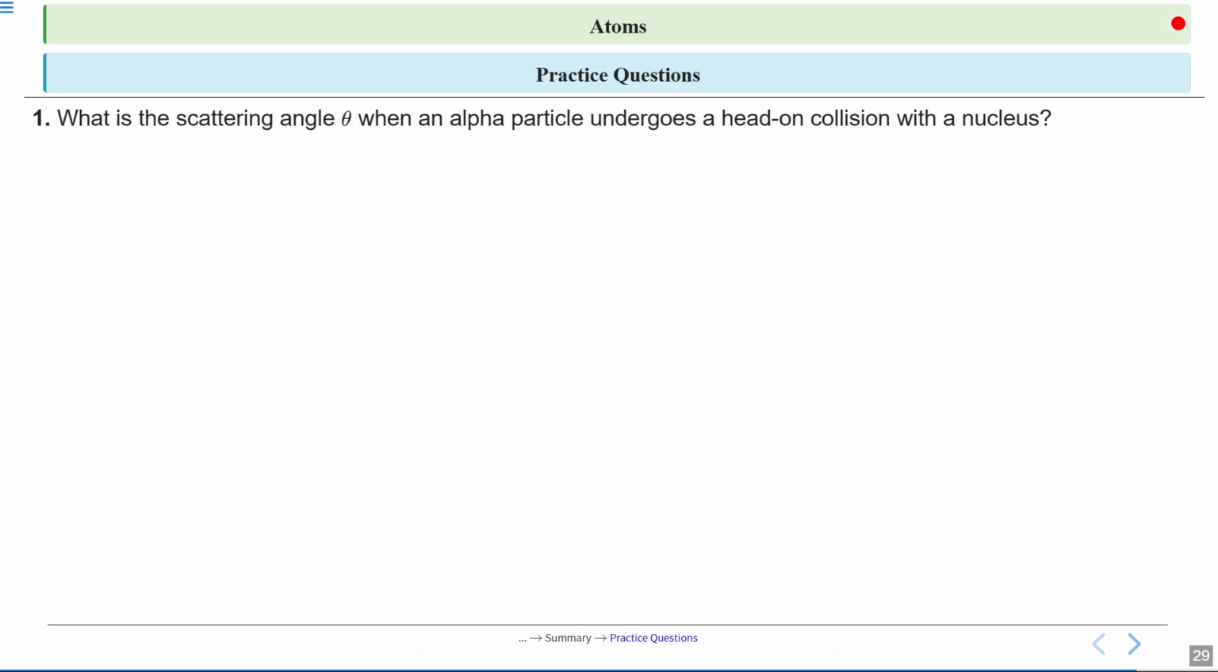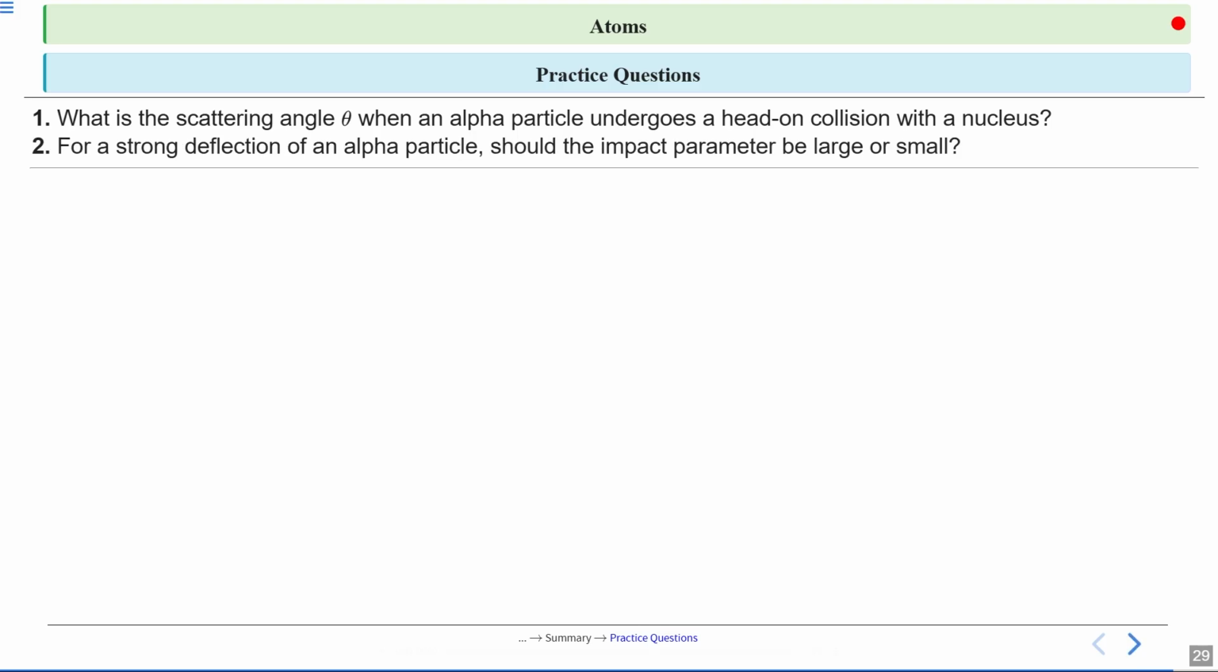Here are some practice questions based on today's topic. What is the scattering angle theta when an alpha particle undergoes a head-on collision with the nucleus? That is when the impact parameter is 0. Another practice question: for a strong deflection of an alpha particle, through a greater angle theta, should the impact parameter be large or small? You have to think about it.